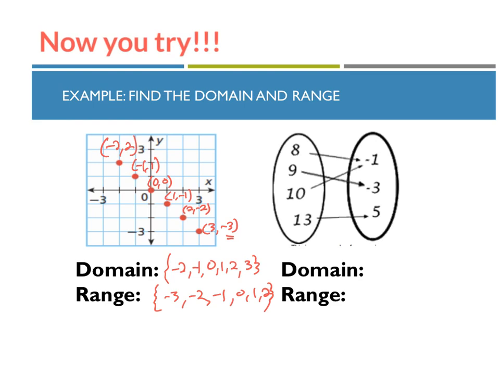And remember, if it's a mapping notation, the first set of bubbles are your inputs, aka x values, and the second one are your outputs, aka y values. So the domain here would just be the numbers in the left bubble, so it'd be 8, 9, 10, 13, and then the range would just be those other ones in the y value, or in the outputs there. So least to greatest would be -3, -1, and 5. So hopefully you got that one.